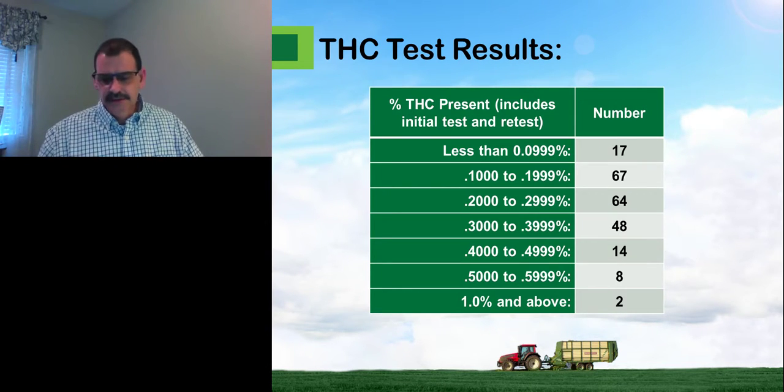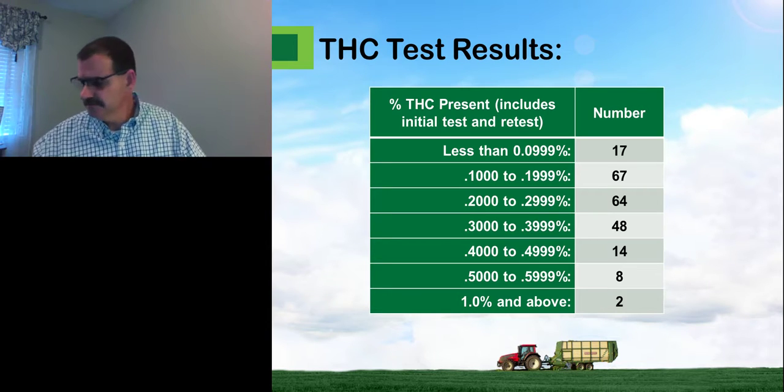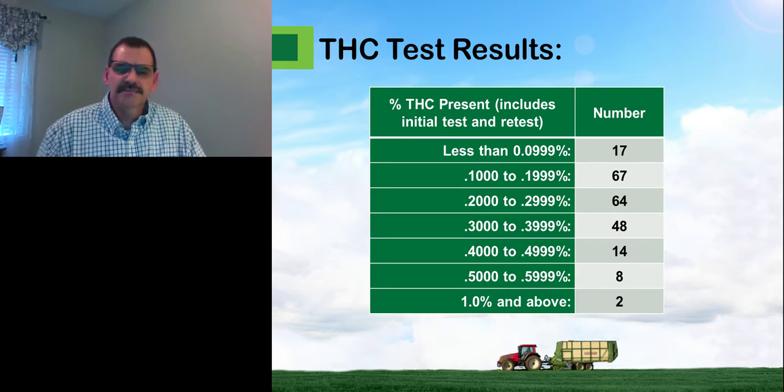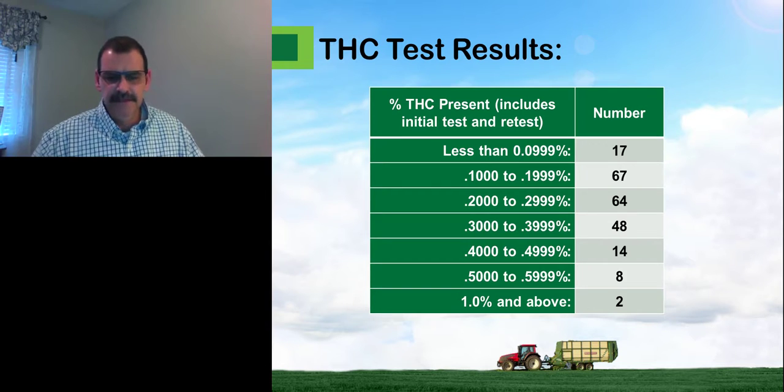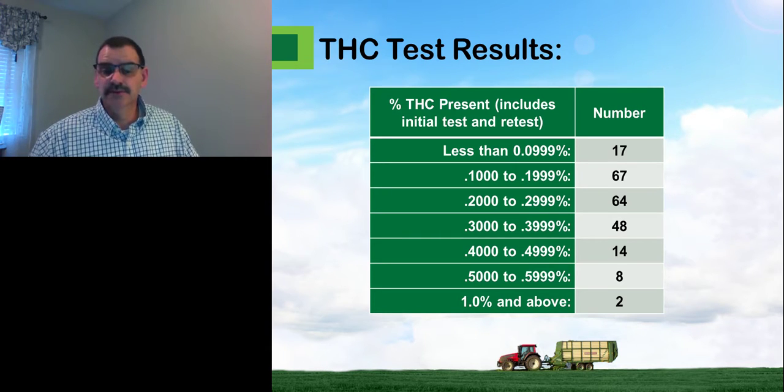Now, as you can see, we did have some samples that had quite a bit of THC in them. So if a sample failed, the grower had one of three options. The grower could simply take the result and dispose of the crop. The grower could ask for that same sample to be tested again, or the grower could request a second sample to be collected and submitted. Now, after that second sample, whether it was a retest or a new sample collected, we went with that result.